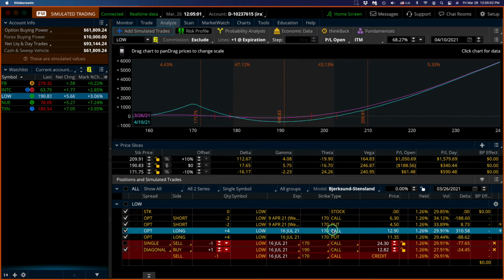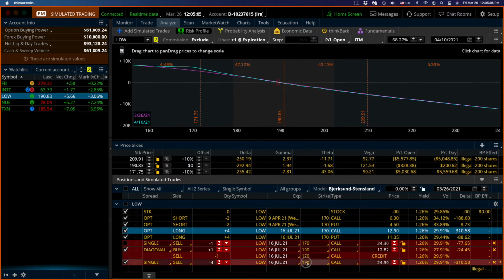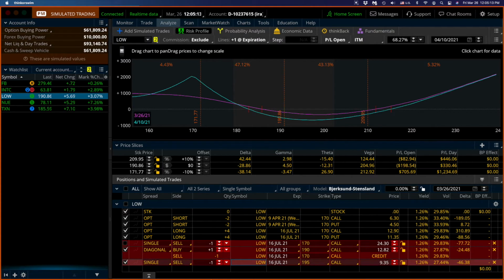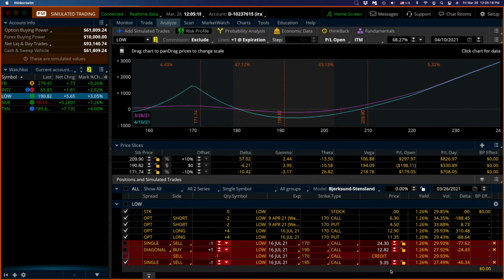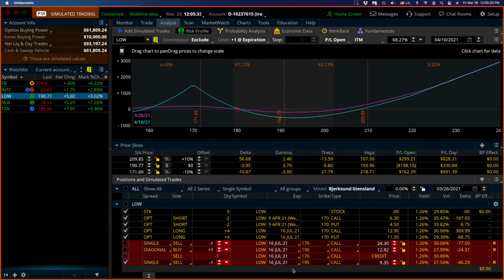Okay, say analyze closing. Okay, and let's say 95. Just one of them. Okay, disregard the diagonal here, and that will give me about $935 to sell one, and my delta still goes negative. So I'm not convinced that we need to do this just now. Okay, so we will come back to this next week and see where we are.